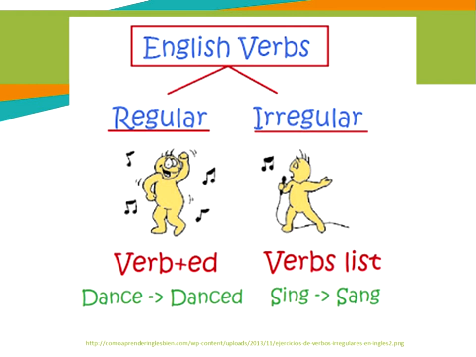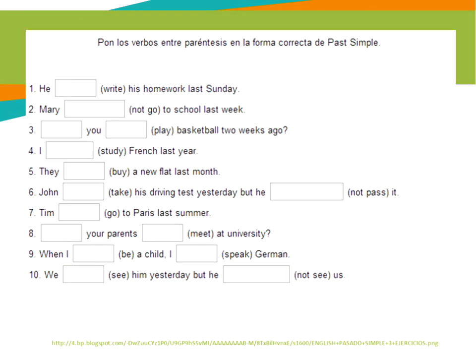So, as I told you before, we have two kinds of verbs. Regular and irregular. The regular verbs are those in which you add ed. Dance, danced. Irregular are, for example, the verb to be. Be, was, were. Or sing and sang. Not "sing-ed". It's sang because they are irregular. So, there are many forms of the verbs.